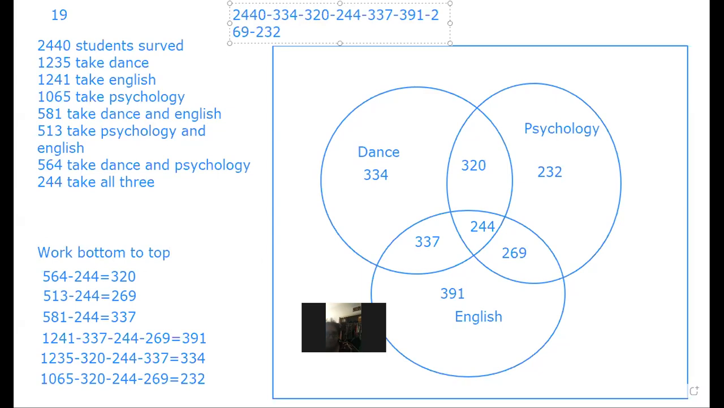On these things, I would recommend counting how many numbers you have listed when you write them out, so that you don't miss one, because you can easily miss one. So 2,440 minus 334 minus 320 minus 244 minus 337 minus 391 minus 269 minus 232 gives a grand total of 313 people who didn't take any of those classes. And that is probably one of the most annoying questions that you would have on your homework.